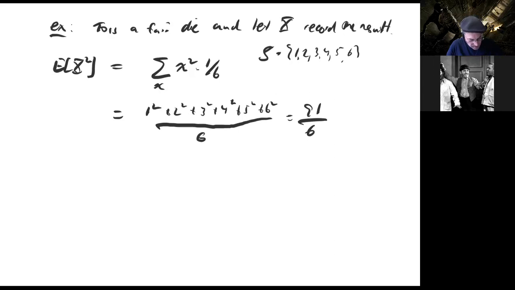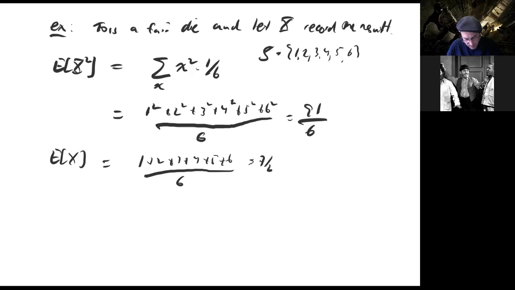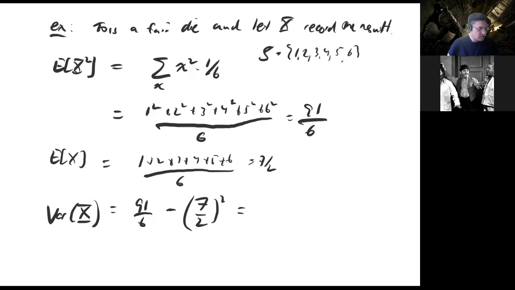We also have the expected value of x. We actually computed that for a fair die. It's 1 plus 2 plus 3 plus 4 plus 5 plus 6 over 6, which is 7/2. So the variance of x in this case is 91/6 minus the square of 7/2. And if you do the arithmetic, you'll get 35 over 12.